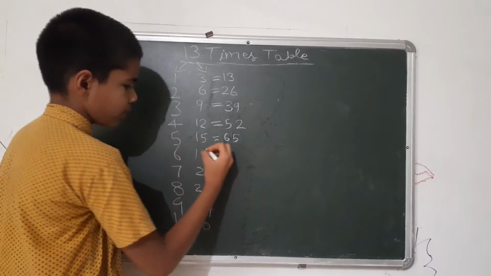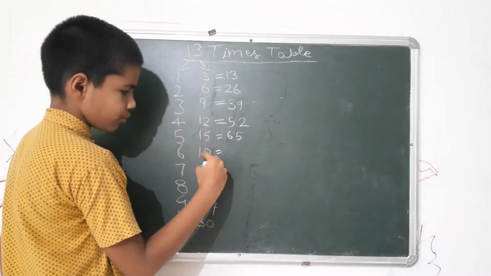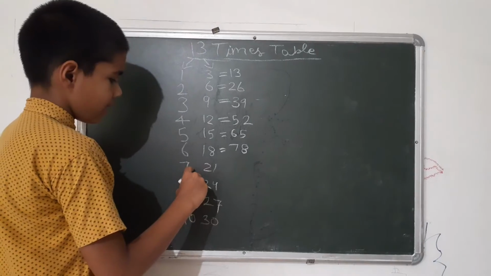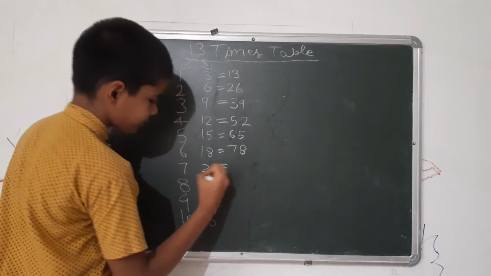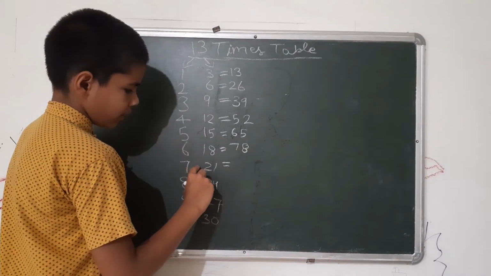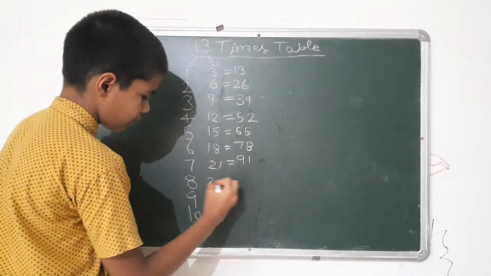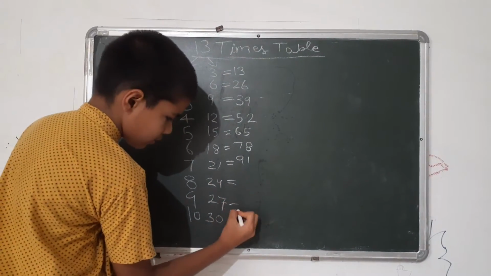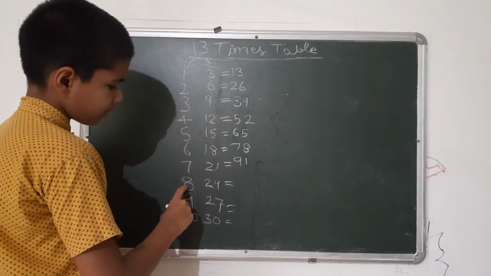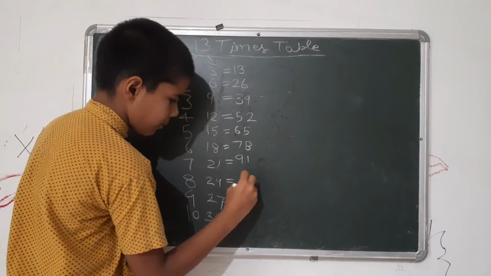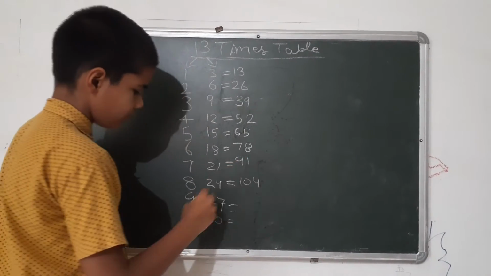6 plus 1 equals to 7. Remaining 8 we will write it here. 7 plus 2, 7, 8, 9. Remaining 1 we will write it here. 8 plus 2, 8, 9, 10. Remaining 4 we will write it here.